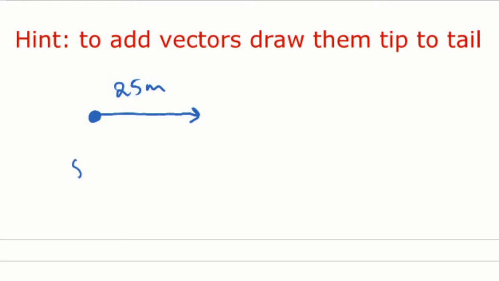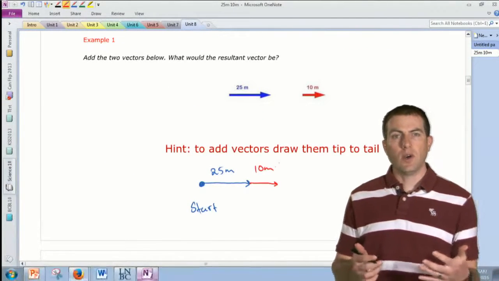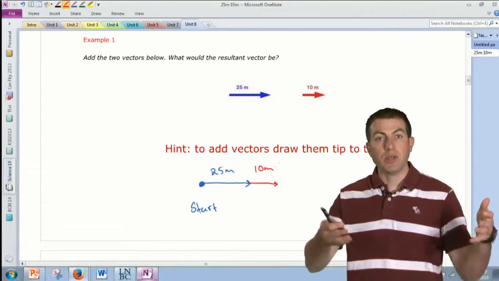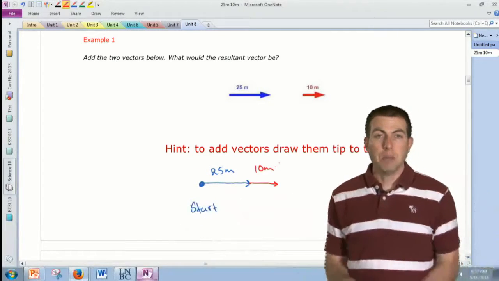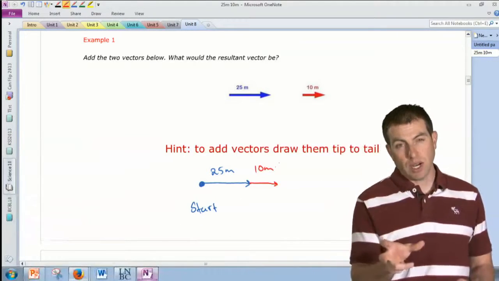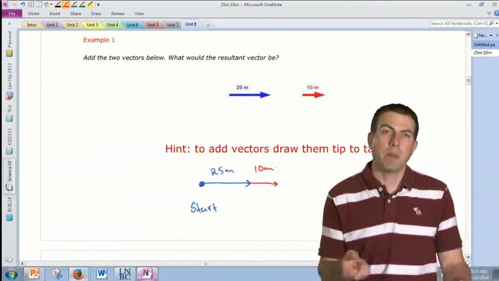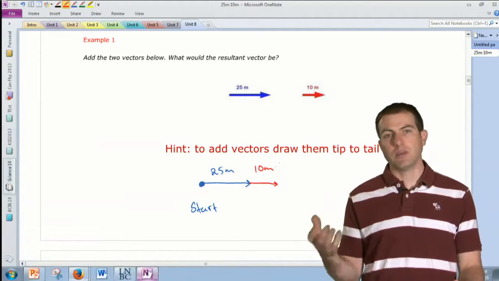So this is your start. And then maybe you took a break or you went shopping in a store. And then you went an additional 10 meters. Now notice when I draw these arrows, I'm not good at it, I'll admit it, but I try to draw them to scale. So I don't mean that I need to draw a blue arrow that's 25 meters long on my page, but if my blue arrow is representing 25 and my red arrow is 10, my red arrow is roughly half as long as my blue arrow.